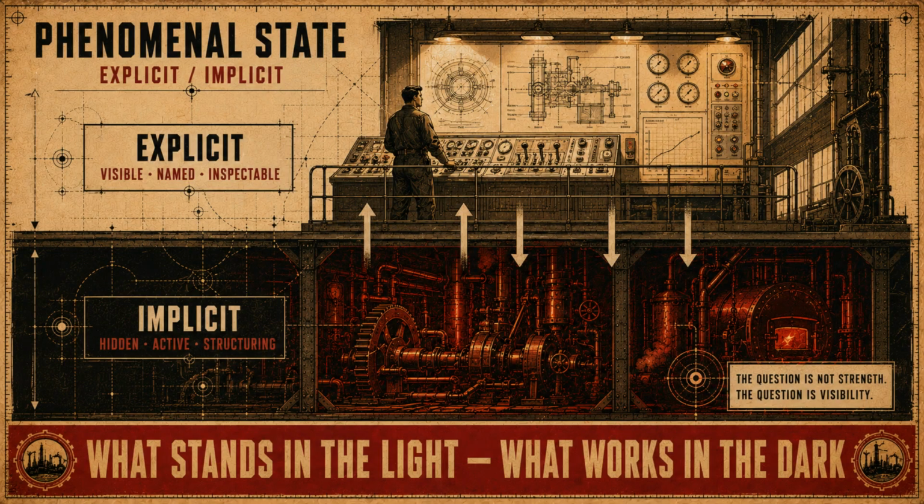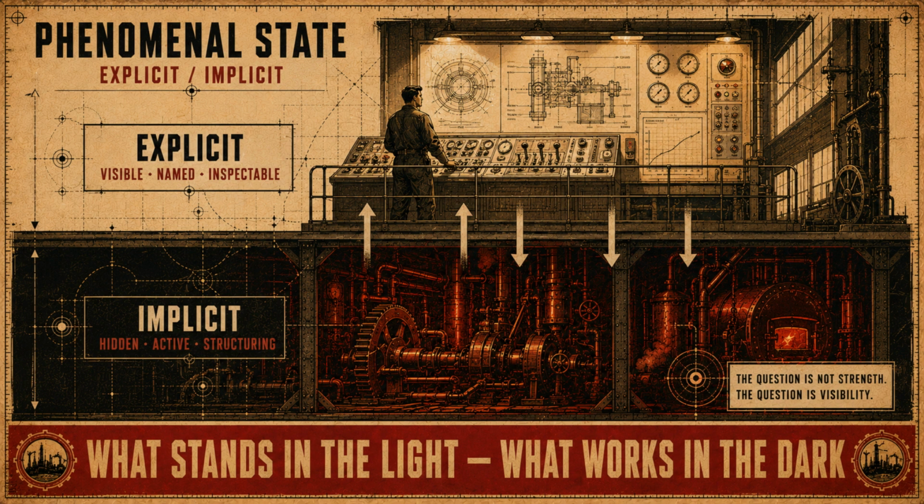The first question behind vergence is simple. Does this function appear clearly in awareness, or does it remain beneath the surface? In Model L, this is the dichotomy of phenomenal state. Explicit functions are the ones whose information is more readily apparent to the type. They show up in awareness. They can be noticed, named, inspected, and consciously handled. Implicit functions are different. They are not absent. They are not inactive. But they do not usually present themselves as clear objects of awareness. They work more like background conditions, shaping the field, influencing the system, but not always standing in front of the mind. This is why vergence is not the same thing as strength.